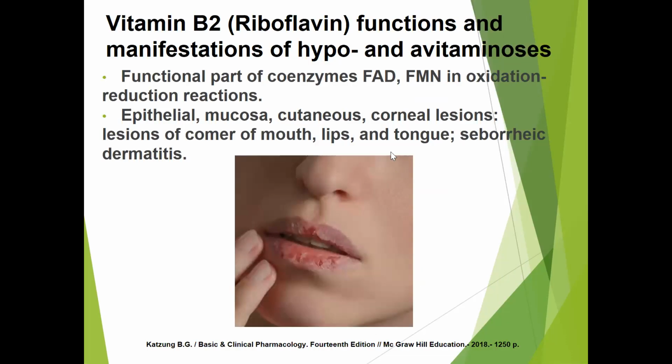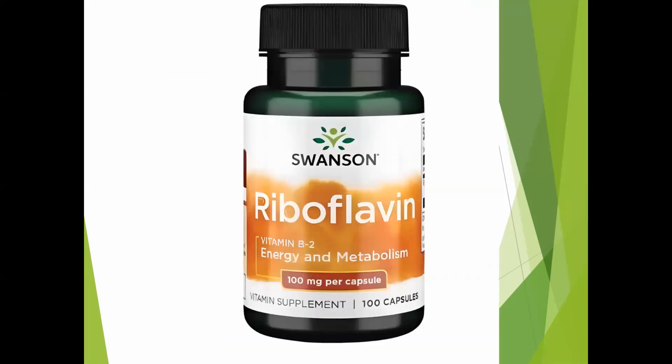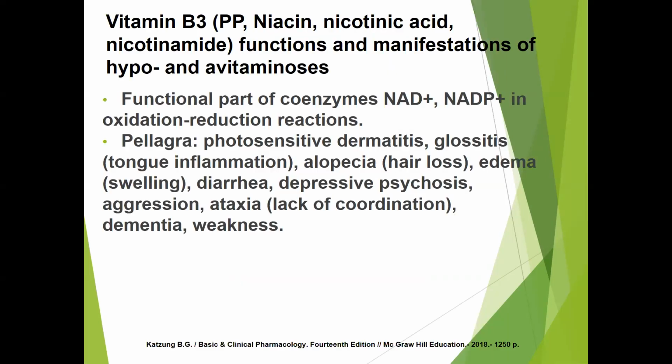Next, vitamin B2, riboflavin. It is a functional part of the coenzymes FAD and flavin mononucleotide in oxidation-reduction reactions. If the patient has a deficiency of this vitamin, the patient has epithelial, mucosal, cutaneous, and corneal lesions, lesions in the corners of the mouth, lips, and tongue, and seborrheic dermatitis. For the recovery of the concentration of vitamin B2, we use riboflavin, 100 milligrams per capsule.